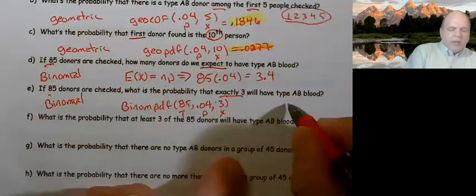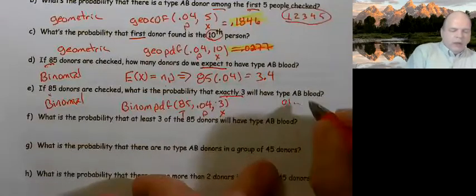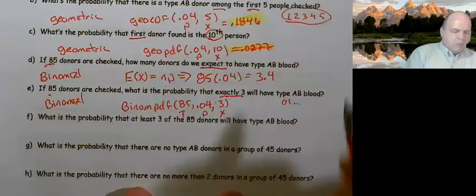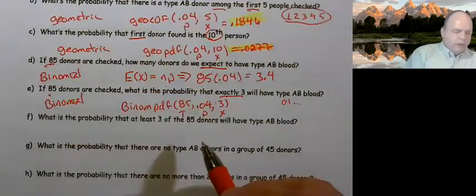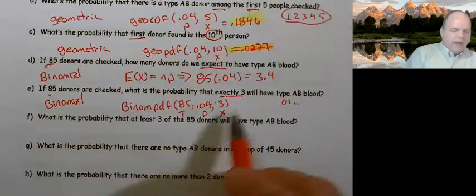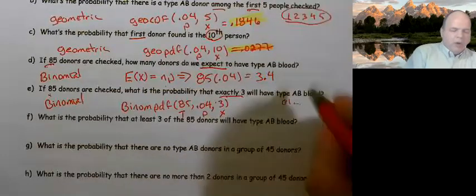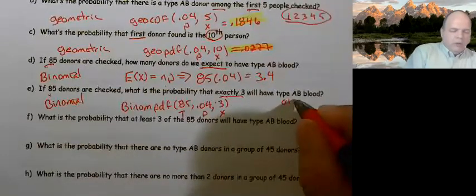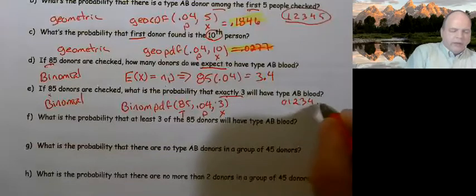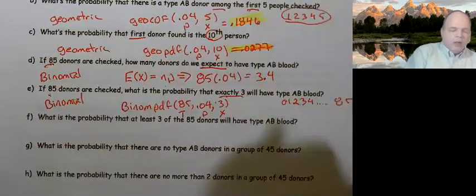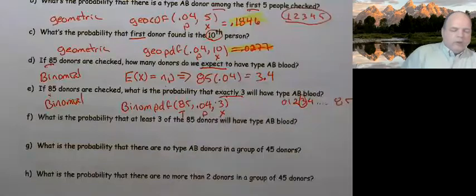Now, once again, if I were to make a number line, I go 1, 2, ... Oh, I'm on the wrong line. No, I'm not. Exactly 3 will have 0, 1, 2, 3, 4, ... all the way to 85. So I'm only circling one value. Since I'm circling only one value, that makes it a PDF.